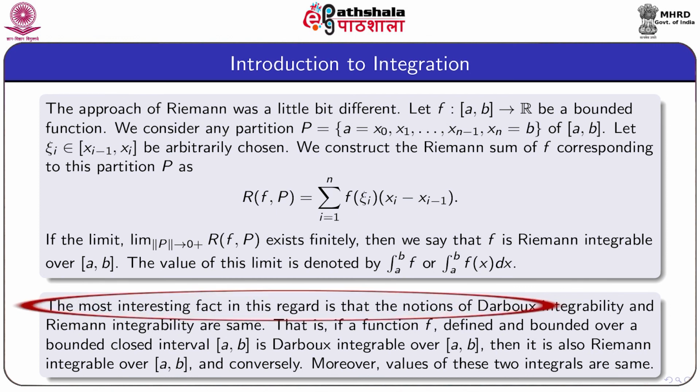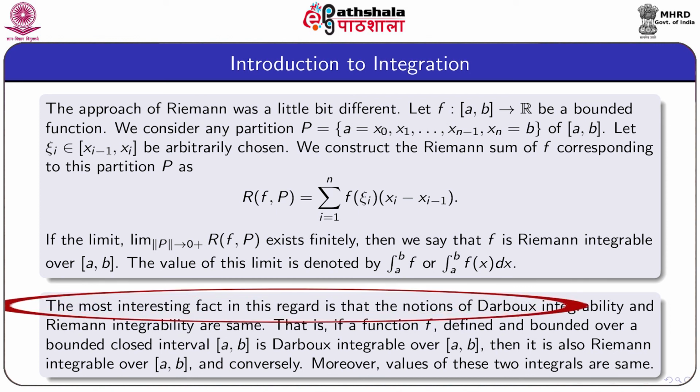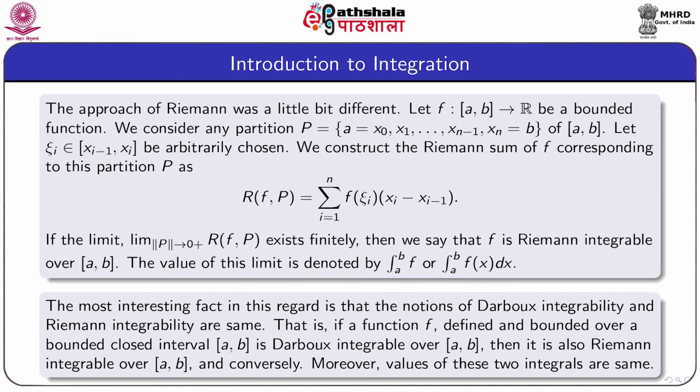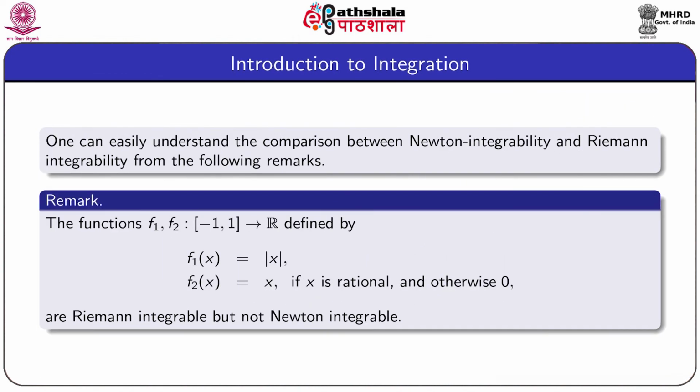The most interesting fact in this regard is that the notions of Darboux integrability and Riemann integrability are the same. That is, if a function f defined and bounded over a bounded closed interval [a,b] is Darboux integrable over [a,b], then it is also Riemann integrable over [a,b], and the converse is also true. Moreover, the values of these two integrals are the same. Now, one can easily understand the comparison between Newton integrability and Riemann integrability from the following remarks.